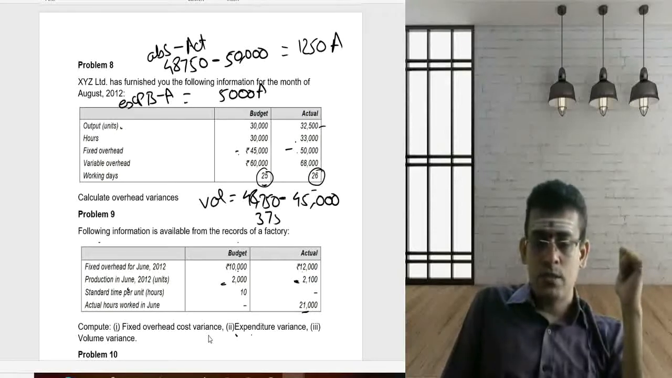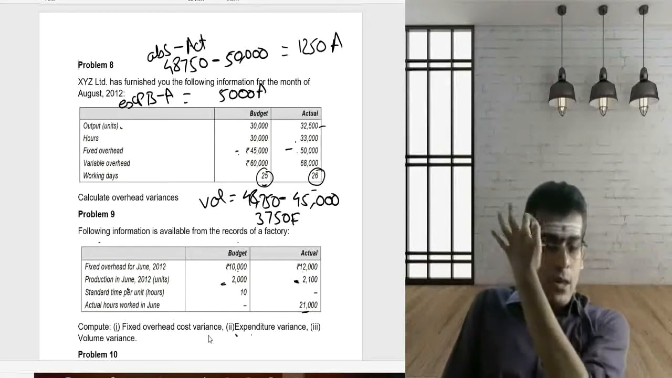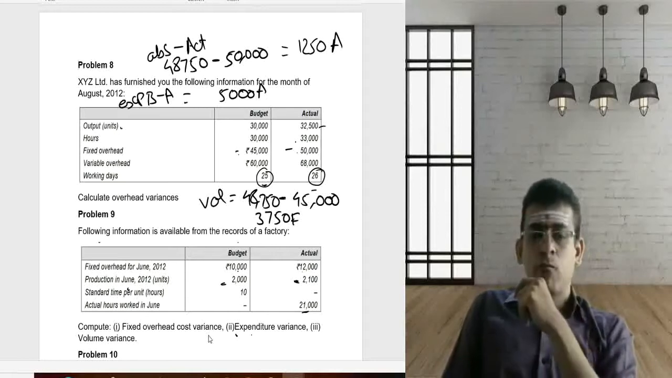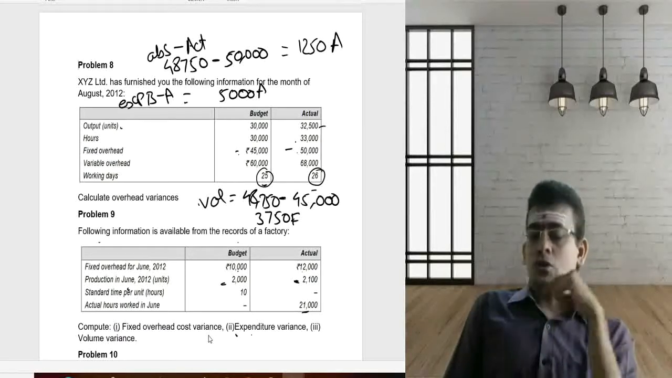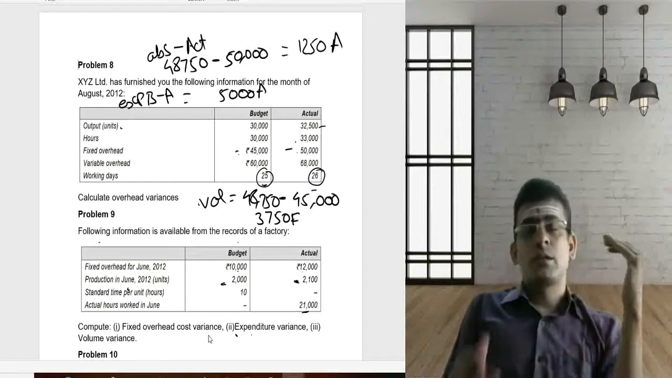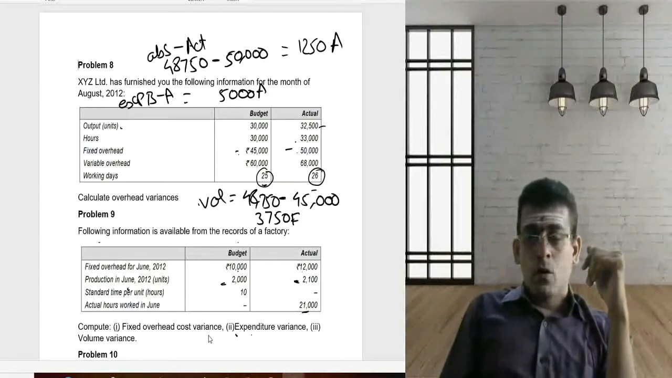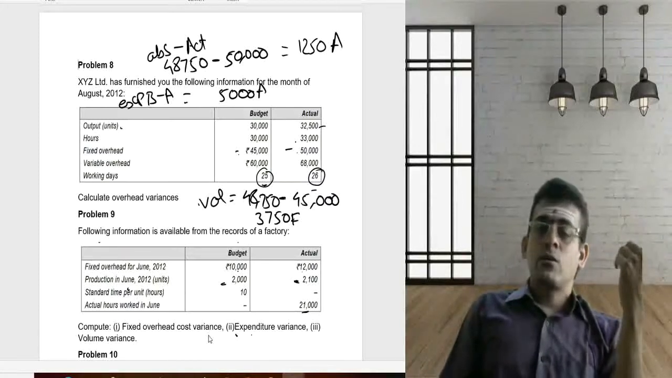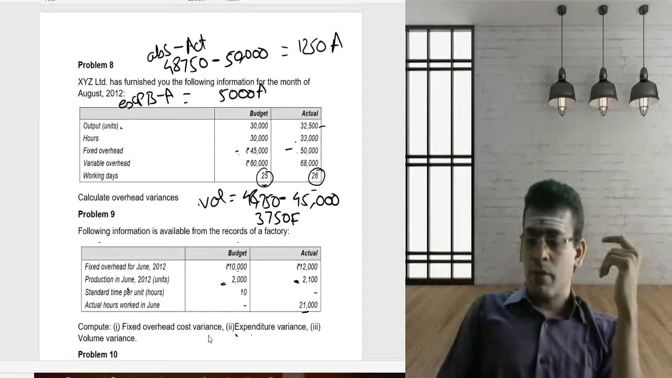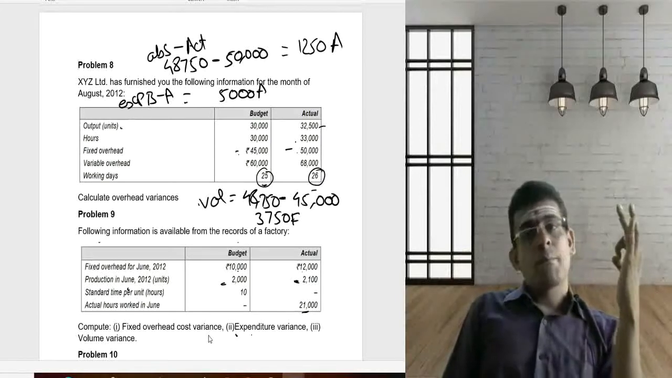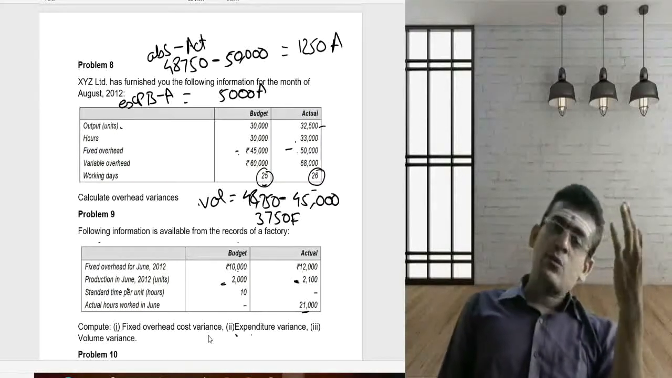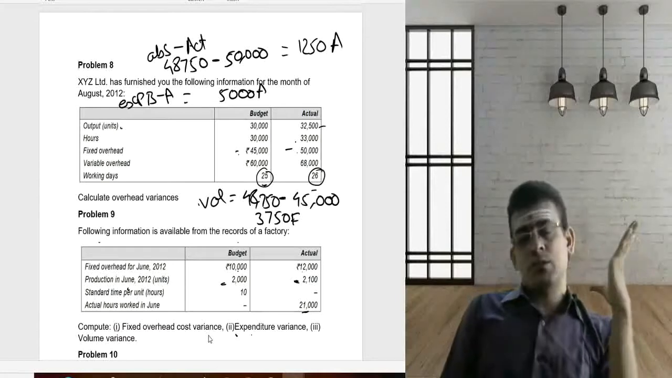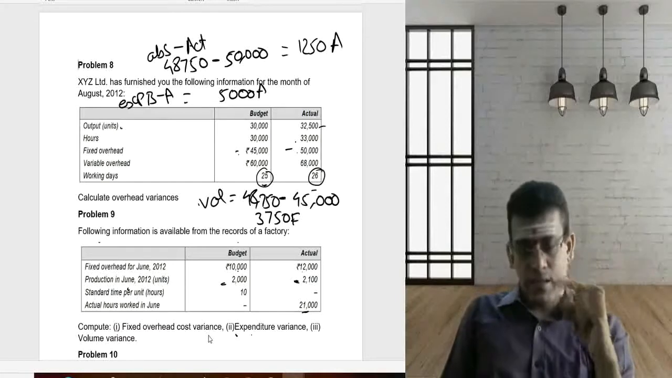So 3,750 favorable. Now let us check. Volume plus expenditure should be equal to cost. Volume is 3,750 favorable. Expenditure is 5,000 adverse. So 3,750 minus 5,000 gives me minus 1,250, which is 1,250 adverse. So your answer is absolutely right.